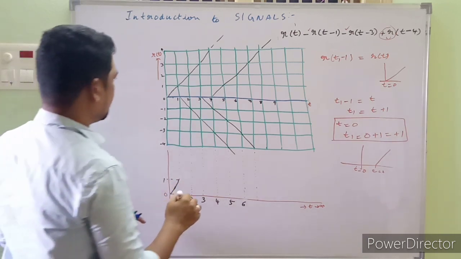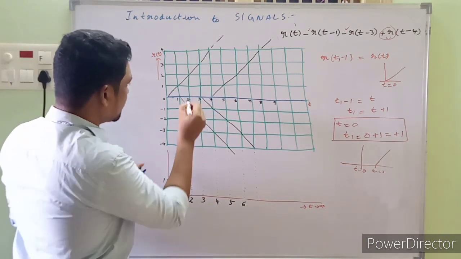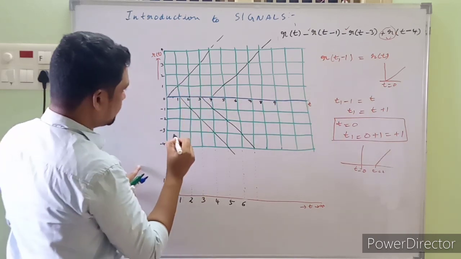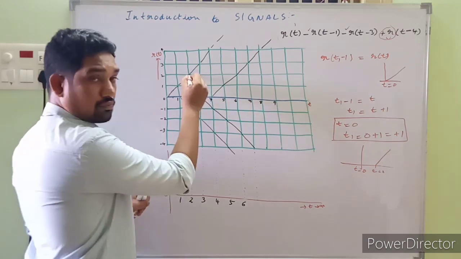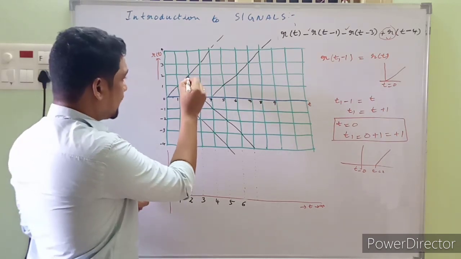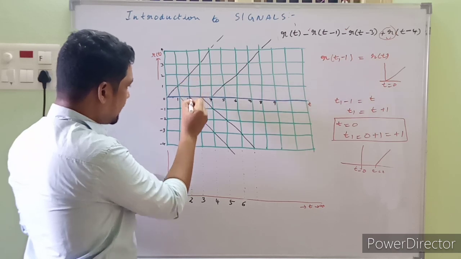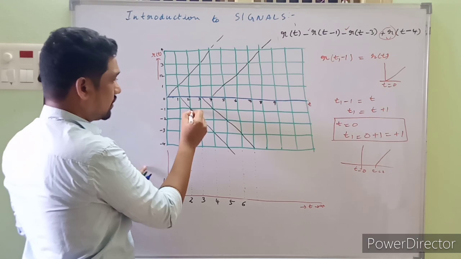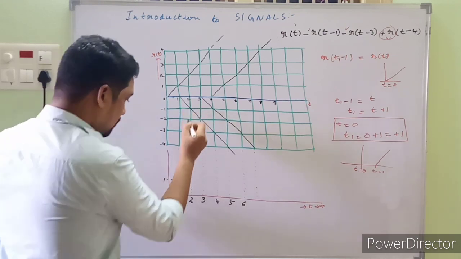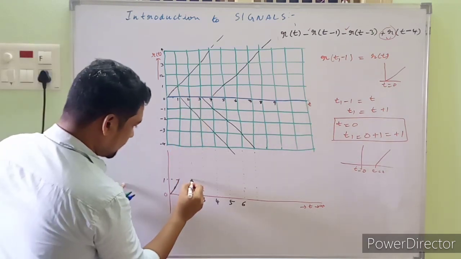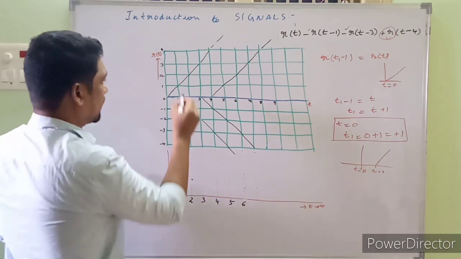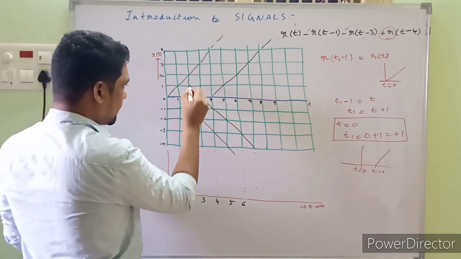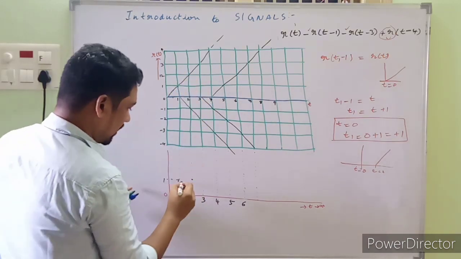Now focus on this point. Focus on t equal to 2. Here, at t equal to 2, we have the amplitude 2, and coming down we have -1. Plus 2 minus 1, that will be 1. So at t equal to 2, the resultant signal is positive 1.